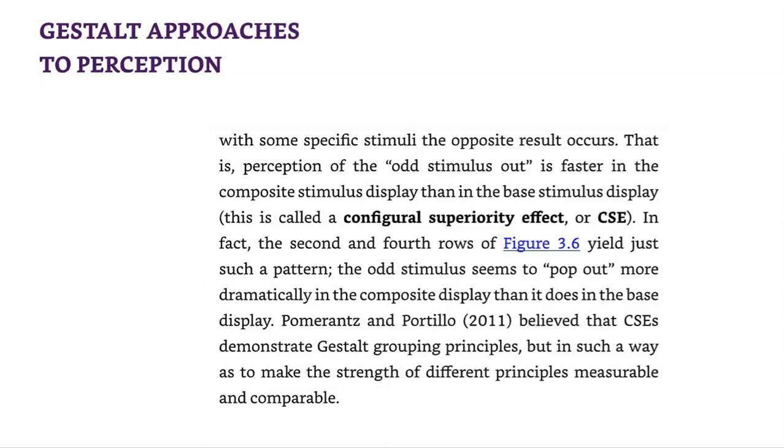And this idea is, if you'll indulge, I want to read this paragraph really quickly. Although there are many good reasons to predict that it will take longer with composite displays to distract attention with some specific stimuli, the opposite result occurs. That is, perception of the odd stimulus out is faster in the composite stimulus display than in the base stimulus display. We called this the configural superiority effect. In fact, the second and fourth rows of figure 3-6 yield just such a pattern. The odd stimulus seems to pop out more dramatically in the composite than it does in the simple display.